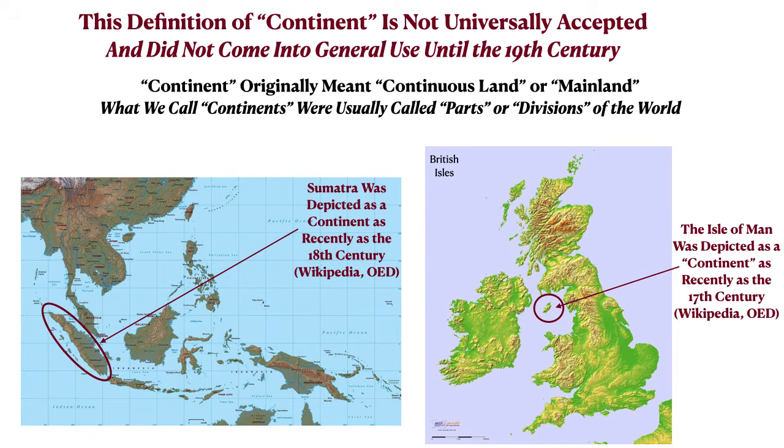And what we call continents were, until the 19th, early 20th centuries, generally not called continents. They were called parts of the world or divisions of the world. Continent was a much less specific term. And in fact, as the Wikipedia article on continent notes, the very large island of Sumatra in Southeast Asia, in the country of Indonesia, was depicted as a continent as recently as the 18th century. And you can understand this if you view continent as meaning mainland or continuous land.